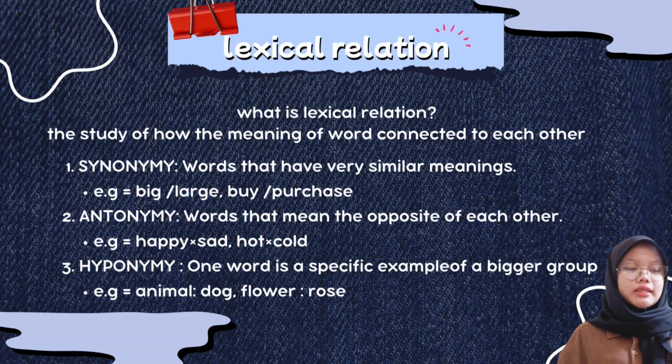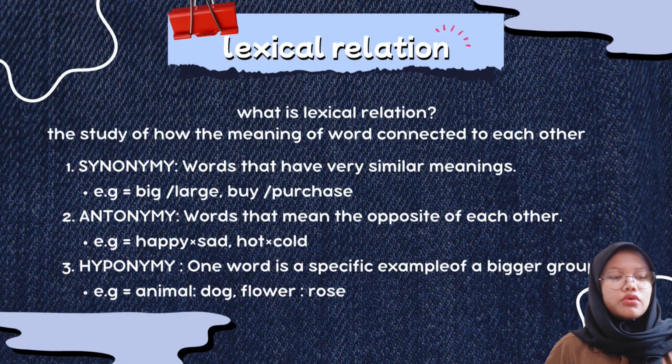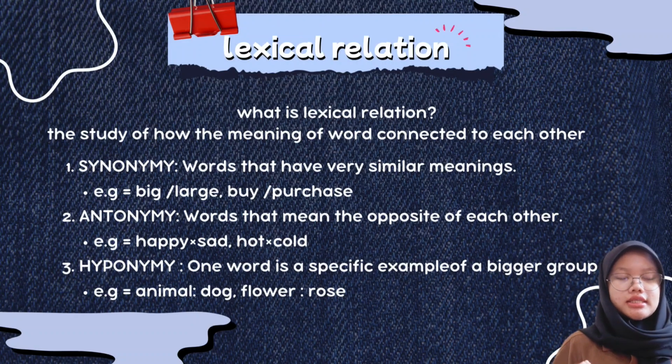Next is antonym. Words that mean the opposite of each other. Example, happy, the antonym is sad. Hot, the antonym is cold, and so on. Hyponym, one word is a specific example of a bigger group. Example, animal, dog. The dog is the hyponym of the animal. Flower and rose. Rose here is the hyponym of flower.